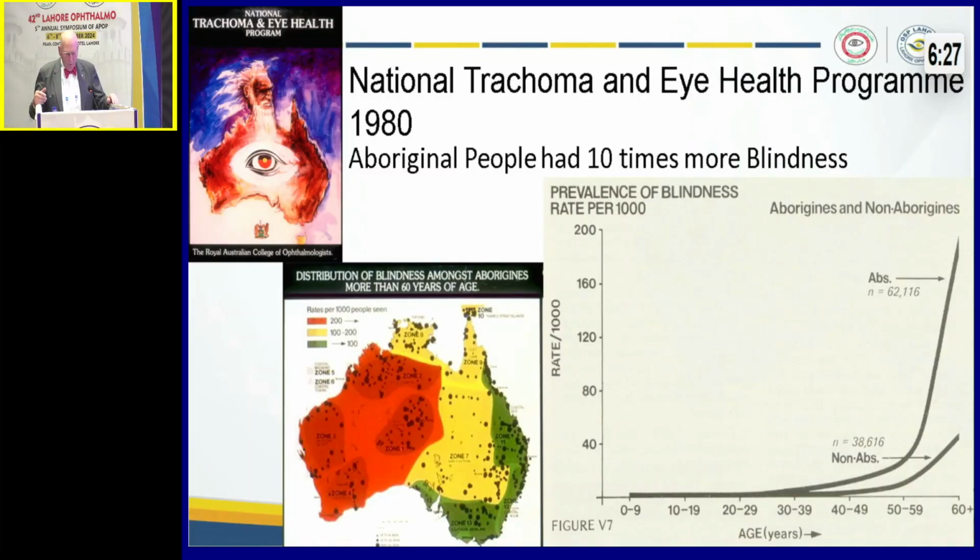I started work with the Fred Hollows and the National Trachoma and Eye Health Program, and we were shocked to find that Aboriginal people had 10 times more blindness than other Australians. This was due mainly to trachoma and unoperated cataract.